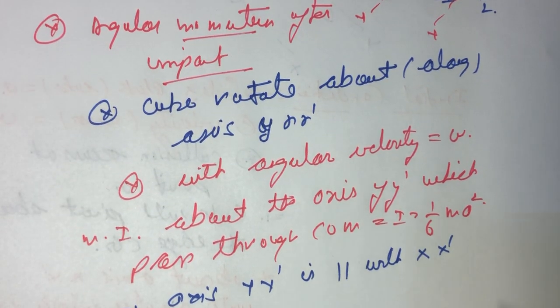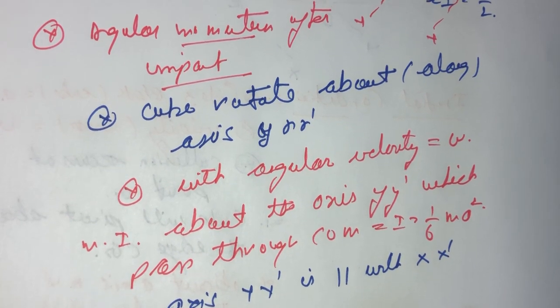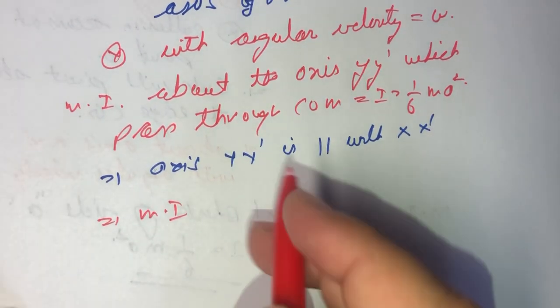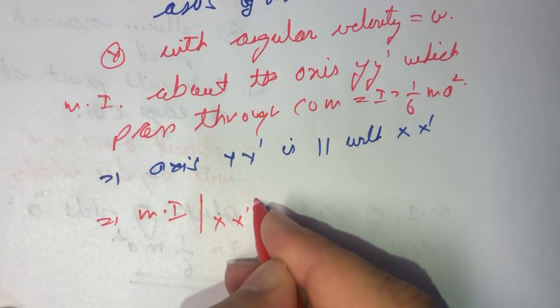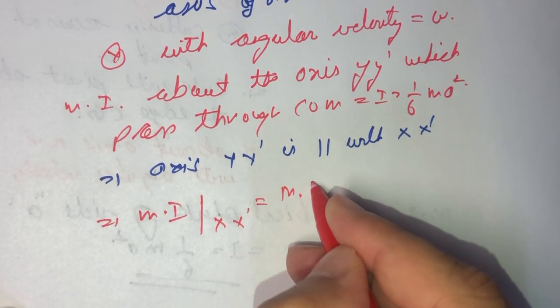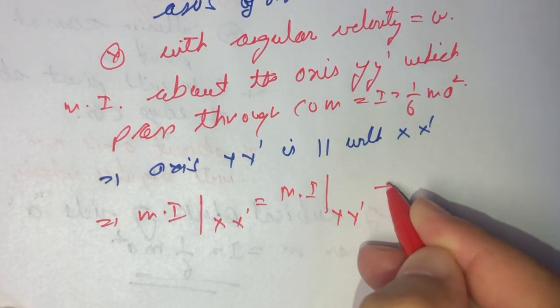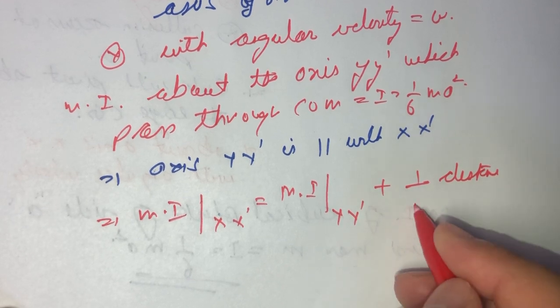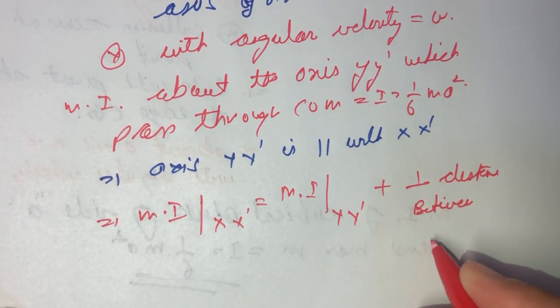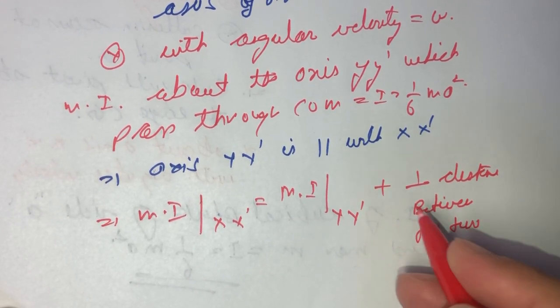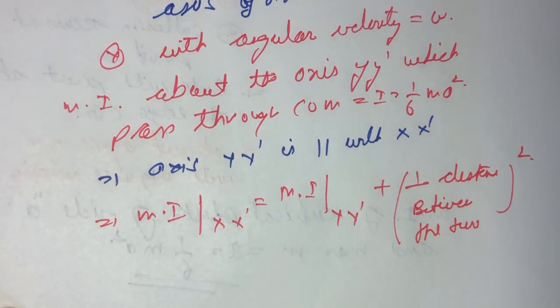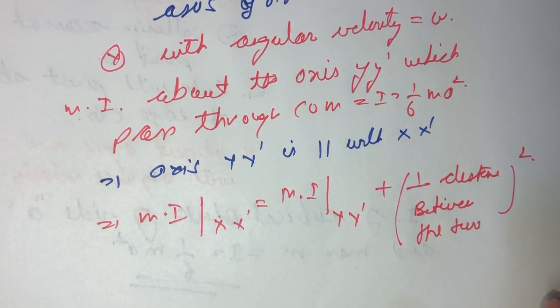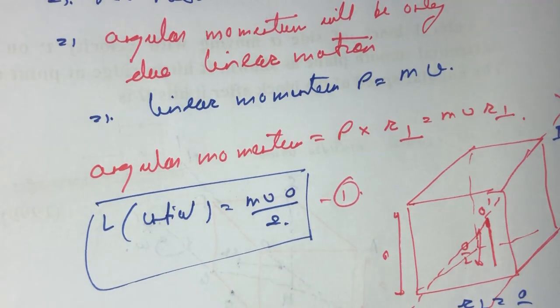You can say therefore moment of inertia along x prime will be equal to moment of inertia along y prime plus mass times perpendicular distance between the two and its whole square. Okay. Now we can find out the perpendicular distance between the two.